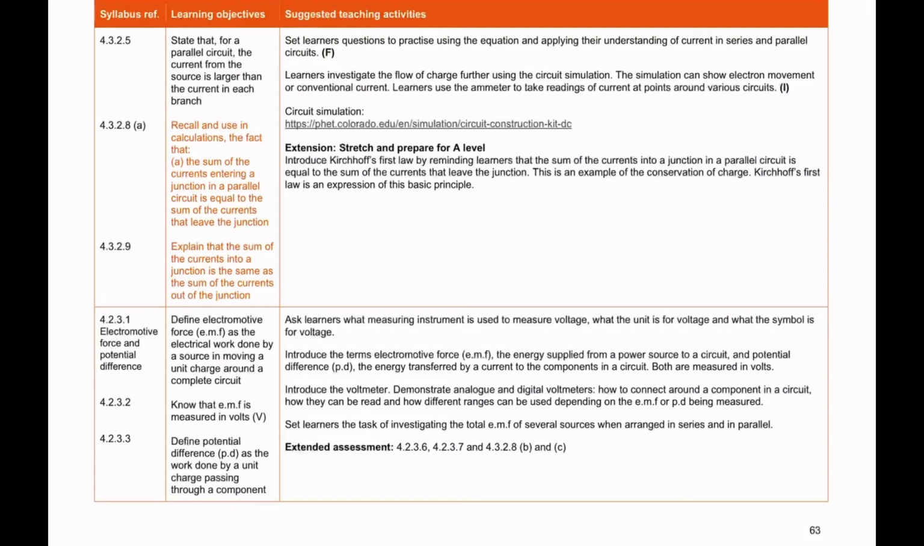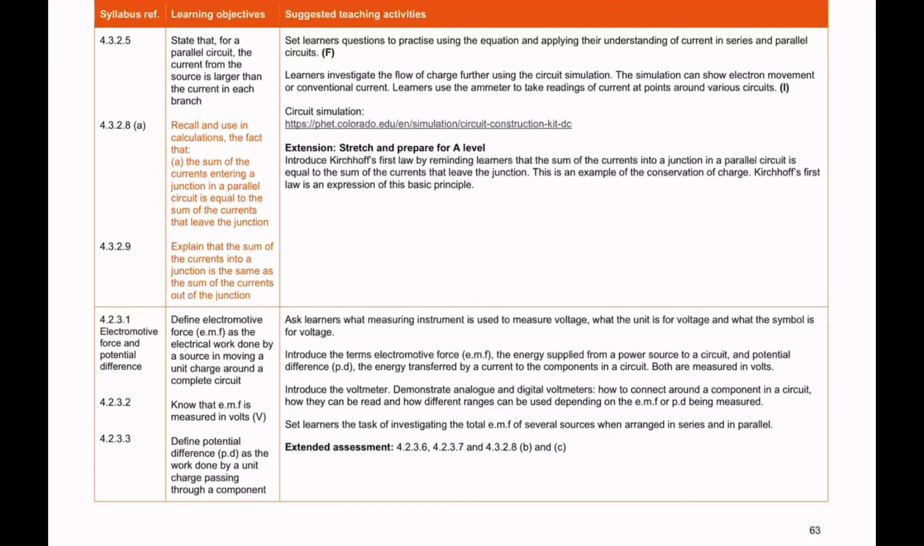Recall and use in calculations the fact that the sum of currents entering a junction in a parallel circuit is equal to the sum of currents that leave the junction. Explain that the sum of currents into a junction is the same as the sum of the currents out of the junction. Key concept.